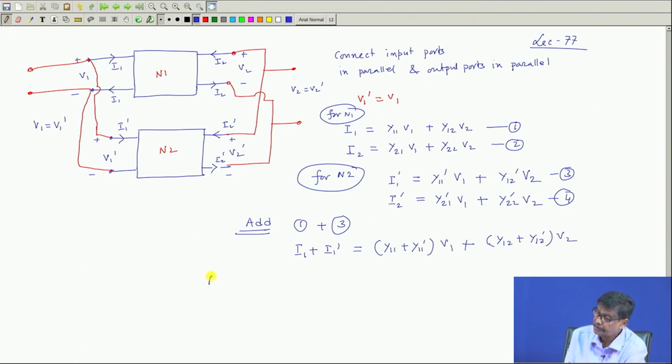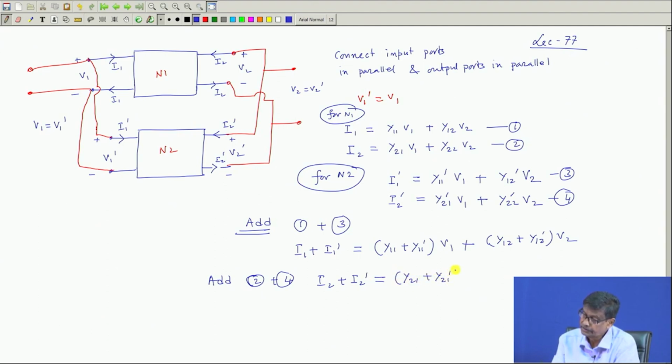And similarly, add 2 plus 4, equations 2 and 4. If you add, you will get I2 plus I2 dashed is equal to y21 plus y21 dashed into V1 plus y22 plus y22 dashed into V2. So, this is the thing.